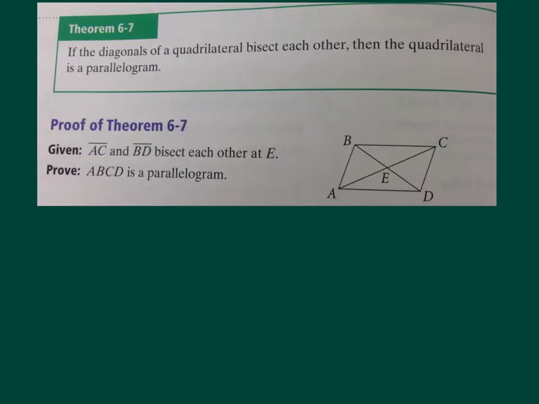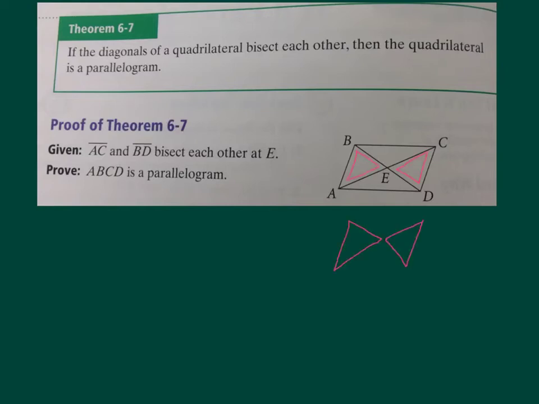Theorem 6.7 states that if the diagonals of a quadrilateral bisect each other, then the quadrilateral is a parallelogram. Again, how do you show a figure to be a parallelogram? You've got to get both pairs of opposite sides parallel. Then the figure is a parallelogram by definition of a parallelogram. So let's take a look at a proof of this.